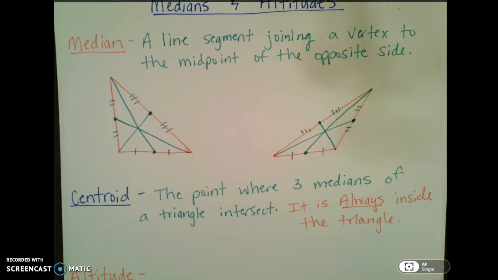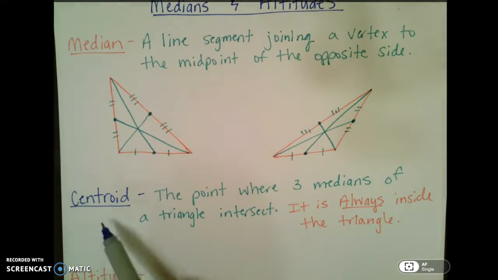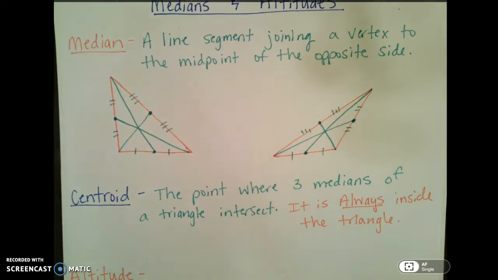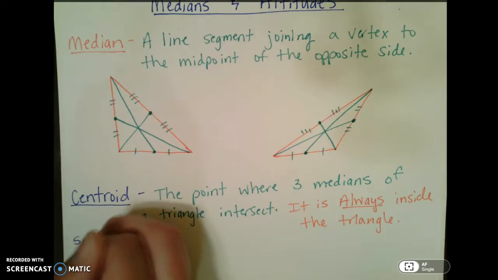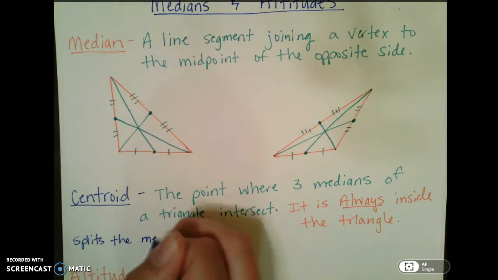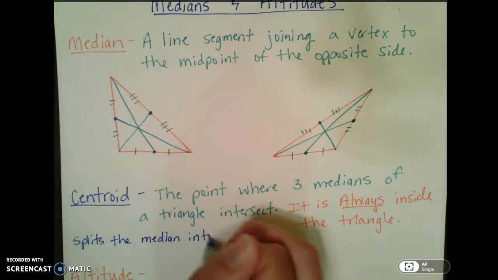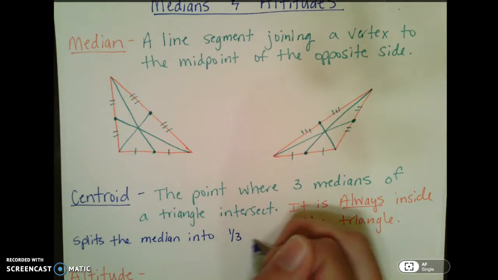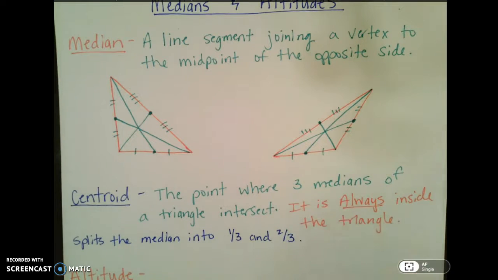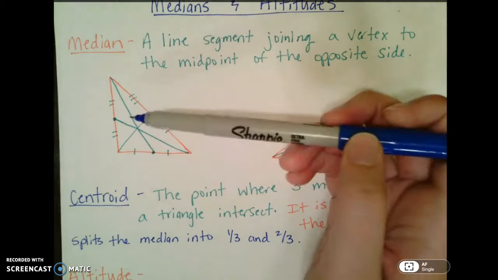And another side note, which is pretty cool, is where they intersect, so at our centroid here, it splits the line into 2/3 and 1/3. So your centroid splits the median into 1/3 and 2/3. Now, what I mean by that is if I do 1/3 plus 2/3, that makes 3/3, which is 1 whole. So 1/3 of a line plus 2/3 of a line makes the whole line. So let me show you what I mean by that. In this triangle up here, I'll just use this as an example.